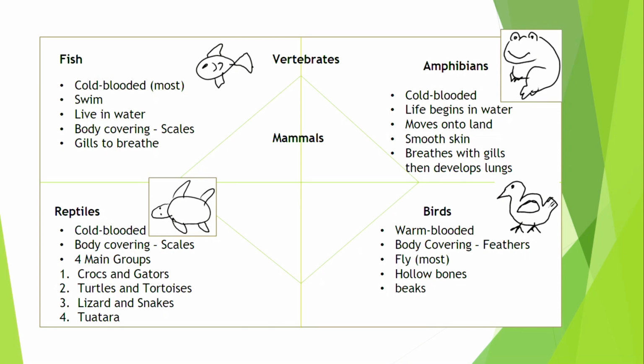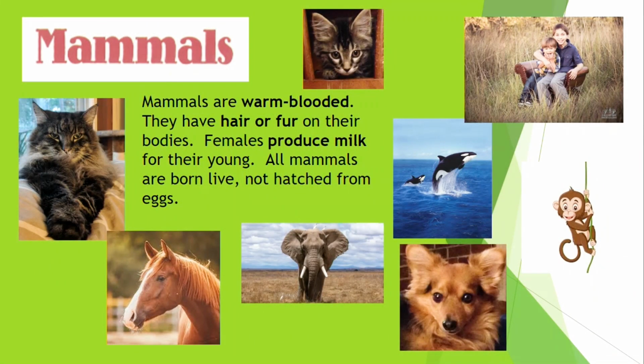All right, and our last category, mammals. Look at those pictures. Mammals are warm-blooded. They have hair or fur on their bodies. Females produce milk for their young, and all mammals are born live, not hatched from eggs. Now look at those pictures. Some of those are my pets. But look at the top corner. See those boys? Yeah, we're mammals too. Those are my grandchildren. But look at that whale. That could be confusing because we said fish swim. Well, some mammals swim too. Whales, dolphins, manatees. They're mammals that live in the water.